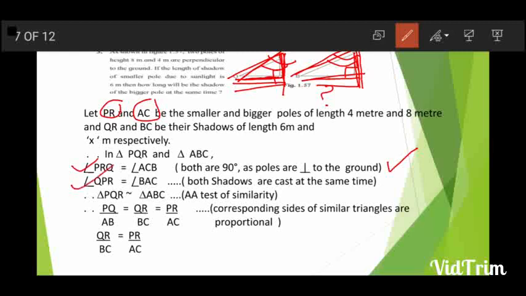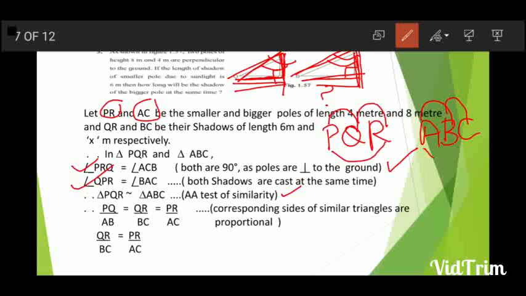Now we have got two angles, so we can say that both the triangles are similar by the AA test of similarity. Already we have learnt if the triangles are similar, then the sides are proportional. So I have written all the three sides. How do we write the proportional sides? Here the triangles are named PQR and ABC, so PQ upon AB is equal to QR upon BC is equal to PR upon AC. That is what I have written. Corresponding sides of similar triangles are proportional.